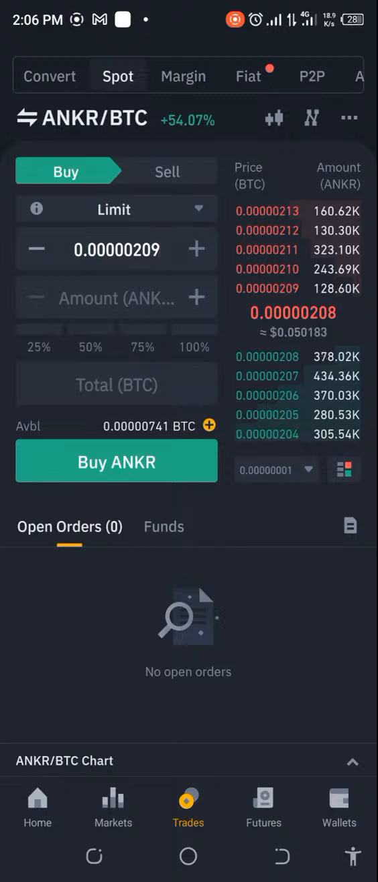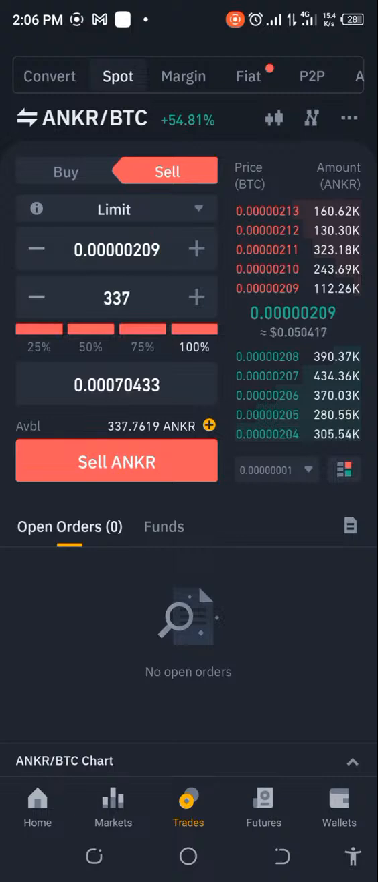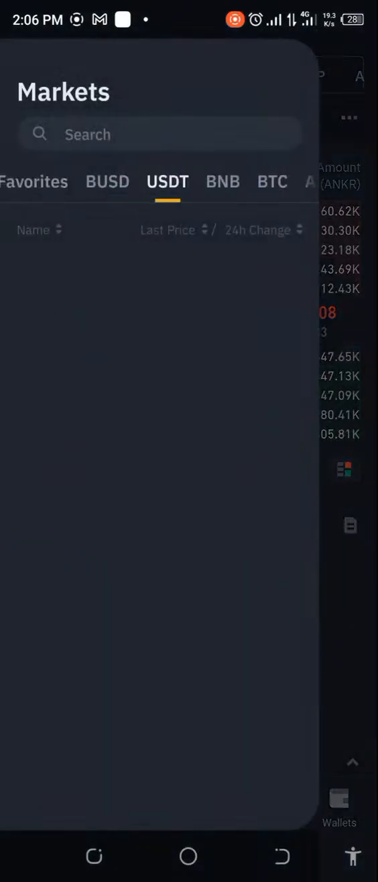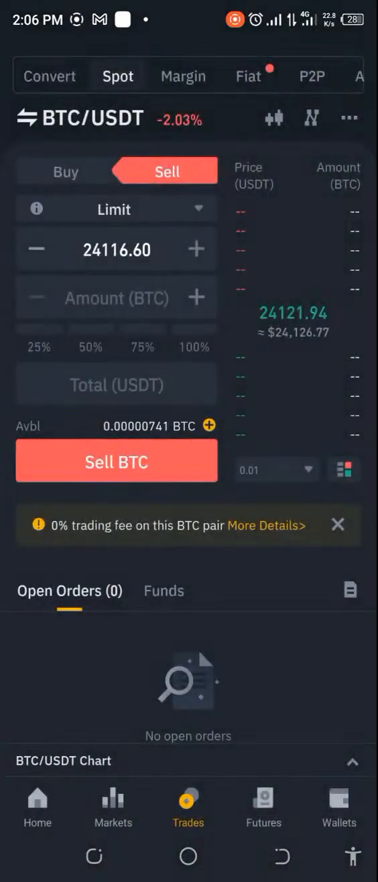I'm going to take this up to 0.5, that should be 210, or should I make it 211? Okay, I can see it's going up again. So I'm just going to sell and put everything there. And let's see how this will go. But first of all, let's see what I would get with this amount. Let me go and check what I would get with this amount. I'm going to go to BTC and see if I can get something good with it.